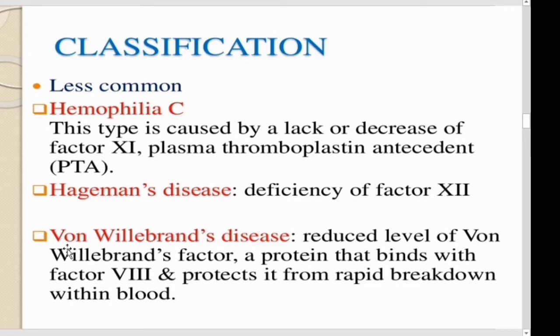And we have another type which is called von Willebrand disease. In this disease, there is a reduction of the von Willebrand factor, and von Willebrand factor is a protein that binds with factor 8, and this protein protects factor 8 from rapid breakdown within the blood.